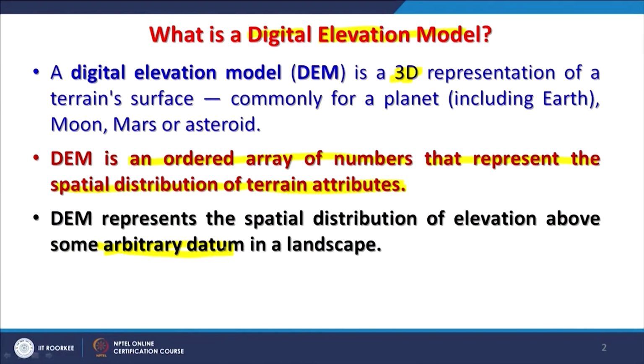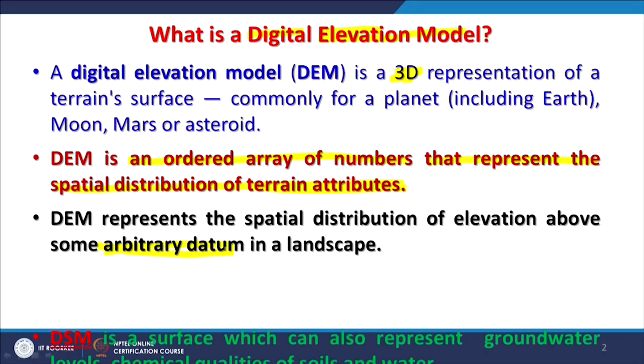But in case of some other concentration, or water level, the water table in a subsurface condition, or maybe the concentration of certain elements in soil or water, or pH value or similar things, then we use this arbitrary datum. Otherwise, for typical elevation purposes it is not arbitrary, it is above mean sea level.